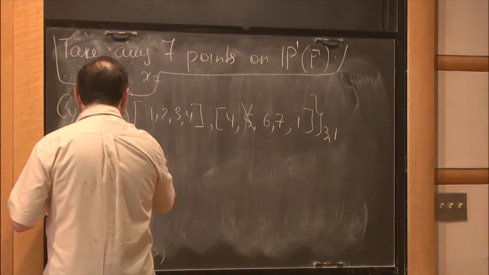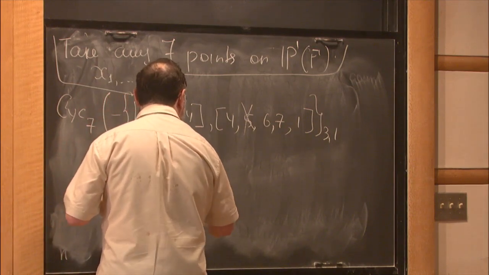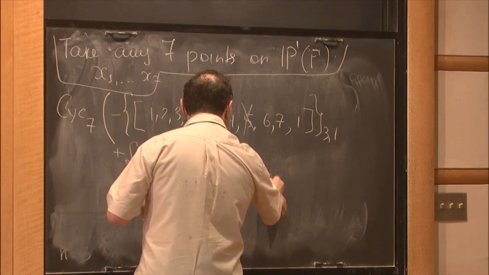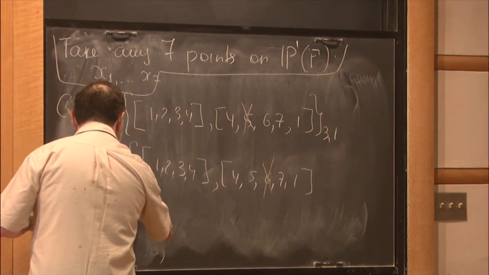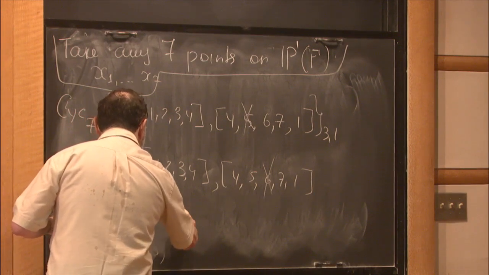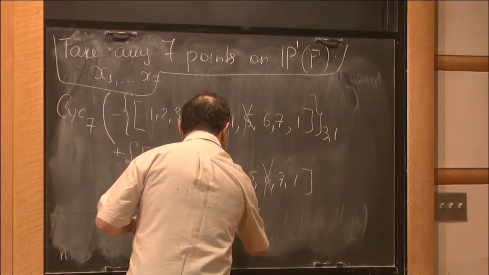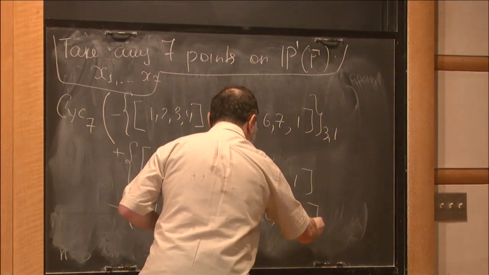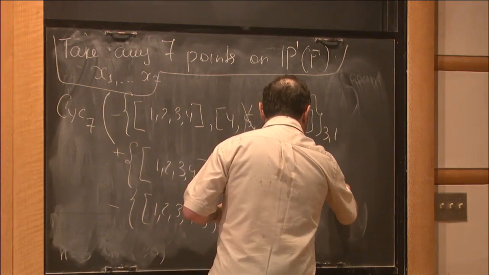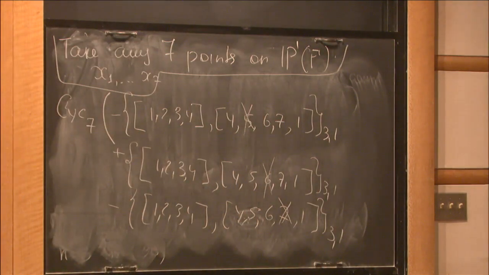And then it goes plus exactly the same thing, 1, 2, 3, 4, comma, 4, 5, 6, 7, 1, and you omit 6, and minus exactly the same thing, 1, 2, 3, 4, comma, 1, 2, 3, 4, 5, 6, 7, omitted, 1. And so I have a cyclic sum of explicitly given functions. And you read this from this picture.